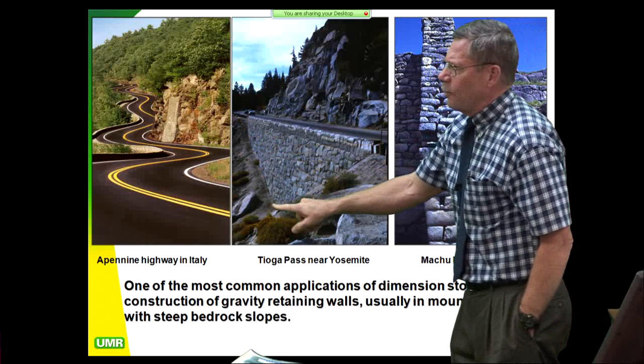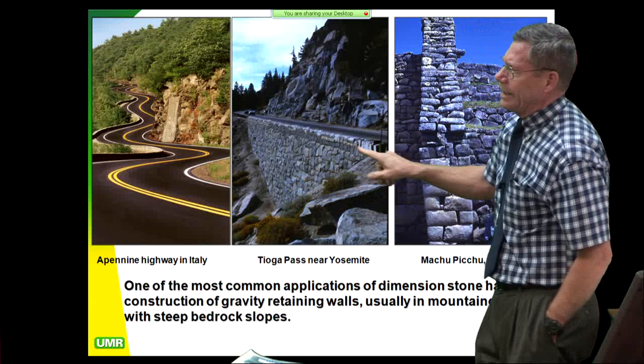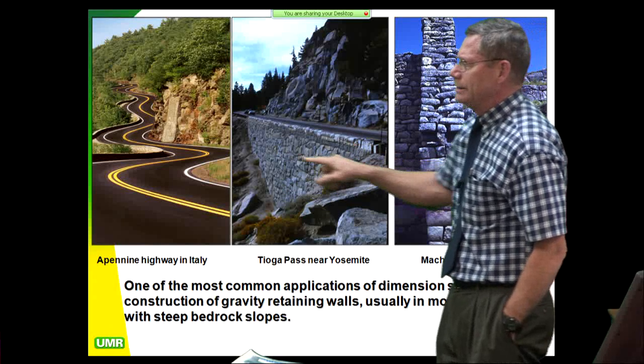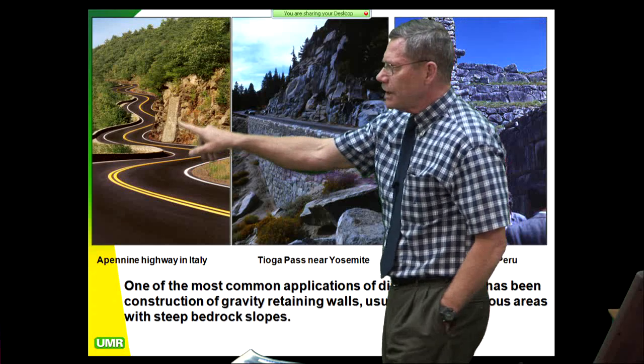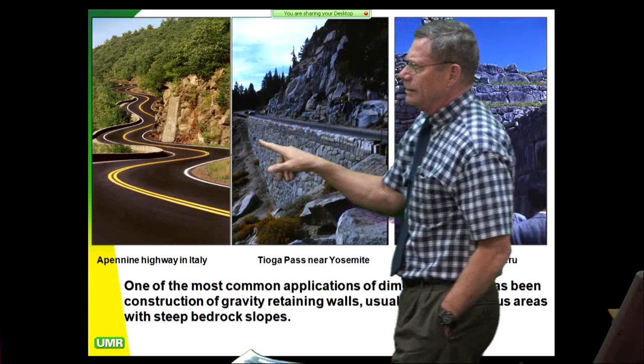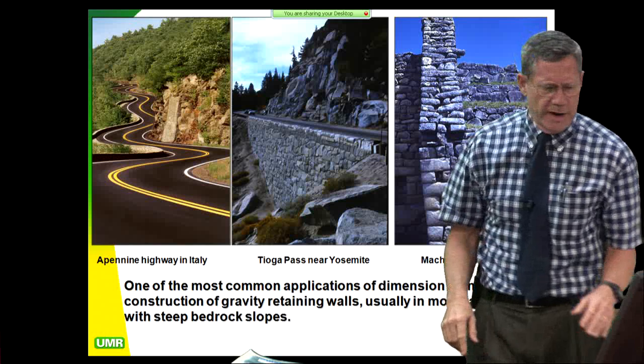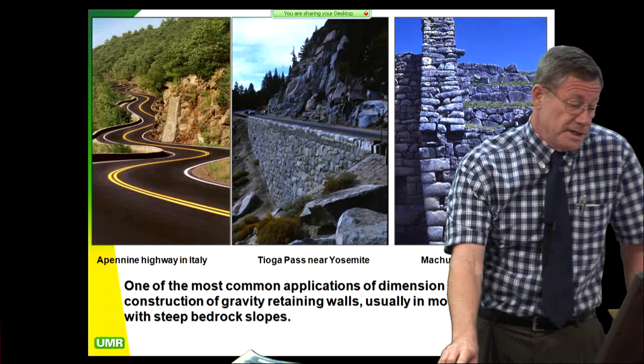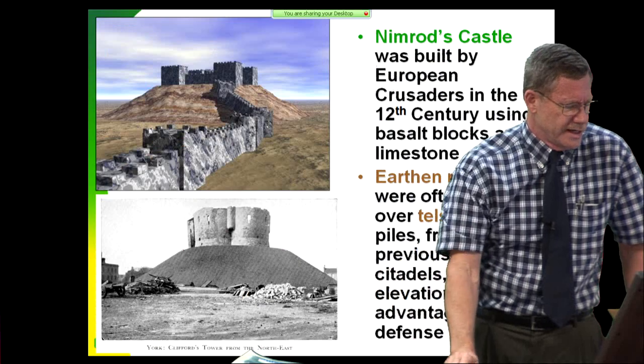Here's a masonry wall on Tioga Pass Highway coming in the backside of Yosemite National Park, built in 1964. Here's one in Italy. These are gravity retaining walls. They've been around a long, long time. They're very resilient, and they resist freeze-thaw a lot better than concrete does, actually.